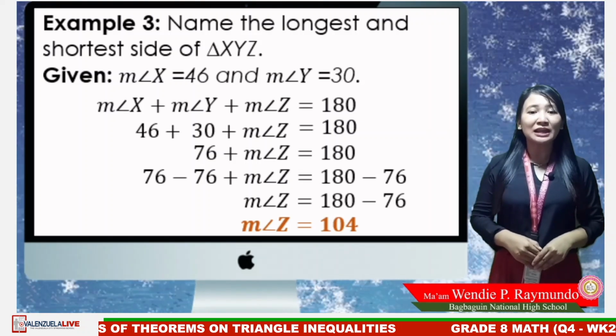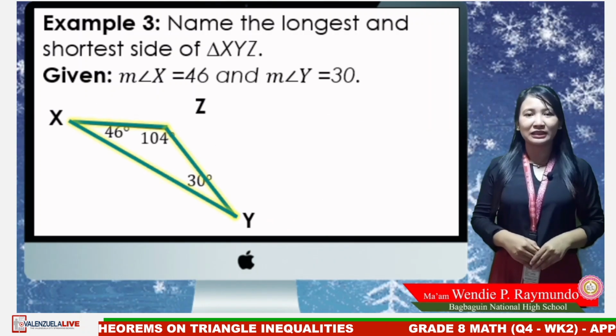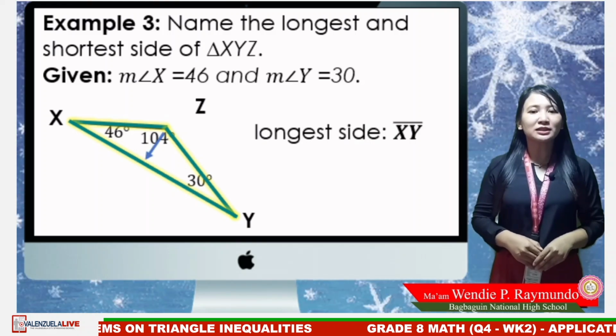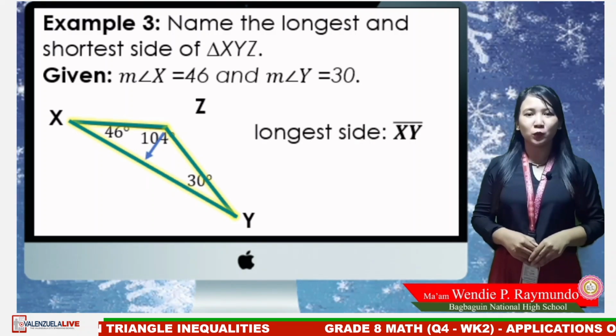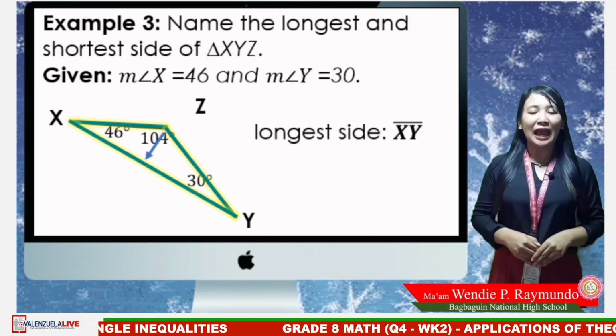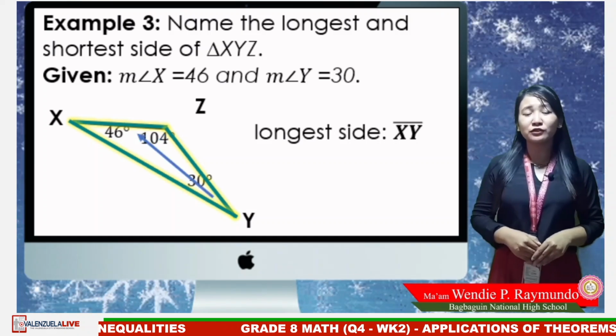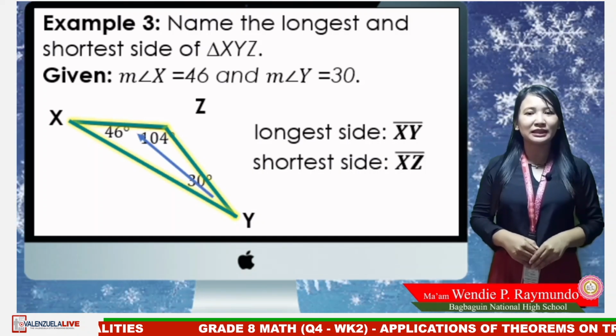The largest angle is angle Z. Therefore, the longest side is XY. And the smallest angle is angle Y. Therefore, the shortest side is XZ.